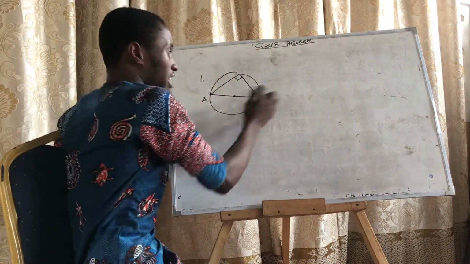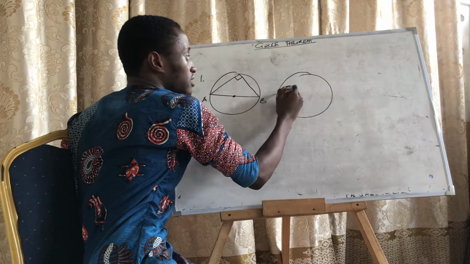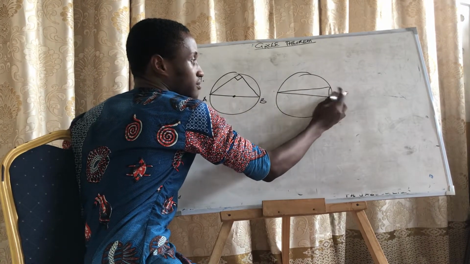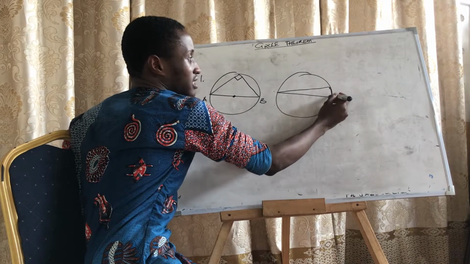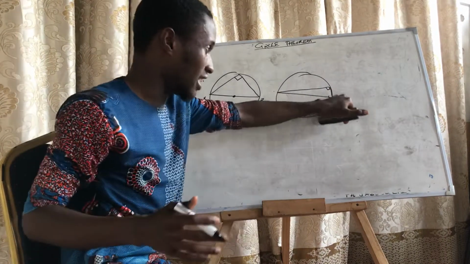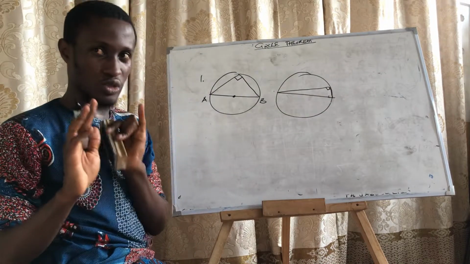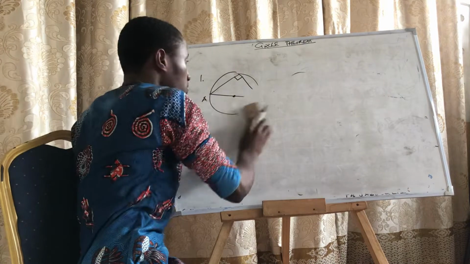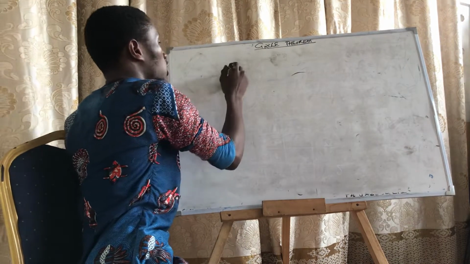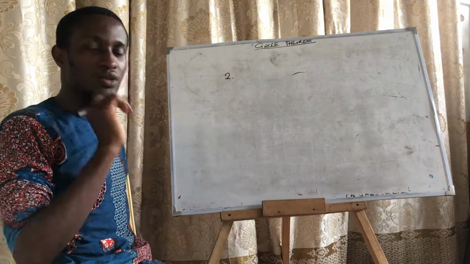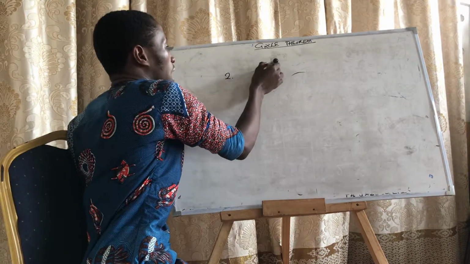So even if I draw this diagram something like this and this, the angle it makes here is 90 degrees, so long as it is the diameter touching the circumference. So that is one of the theorems. So we will go to number 2. So you can be writing as we are going.